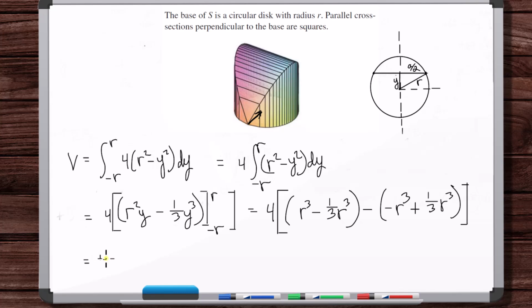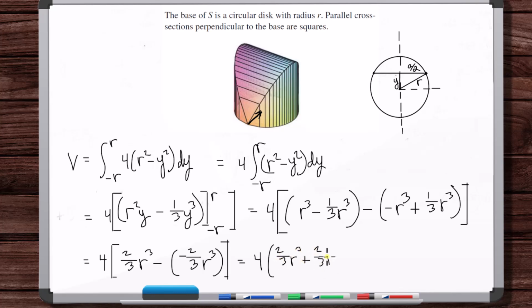So we've got 2/3 r cubed minus 1 plus 1/3 is minus 2/3 r cubed. So this is 2/3 r cubed plus 2/3 r cubed, which is 4/3 r cubed, so 16/3 r cubed.